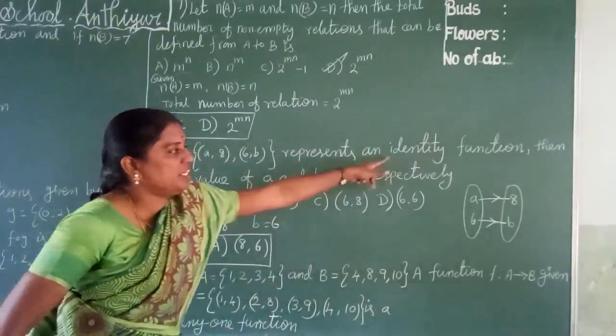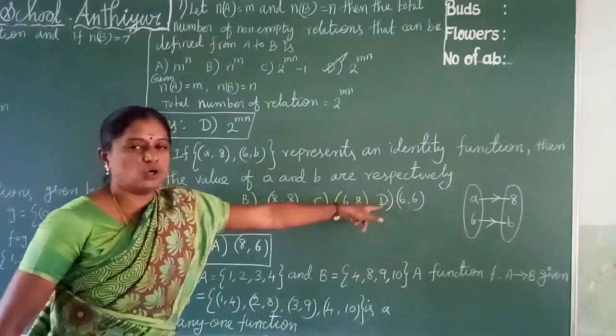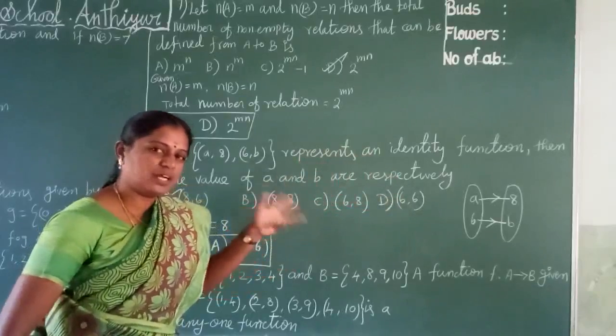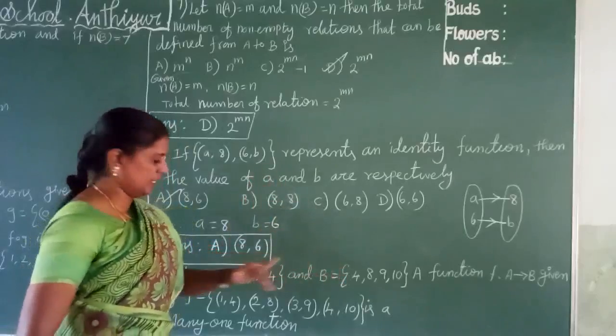Identity function means the elements in the codomain are the same elements as in the domain, and the elements in the domain are the same elements in the codomain.